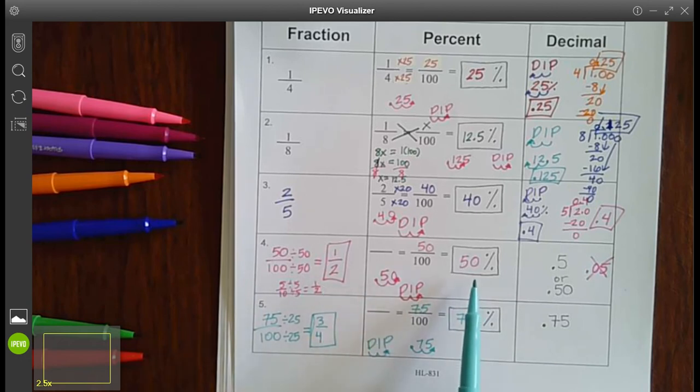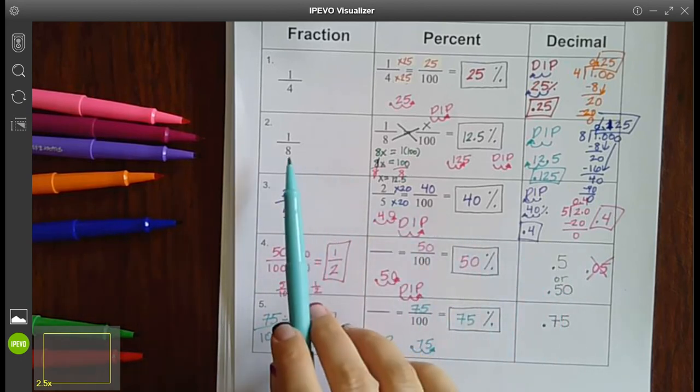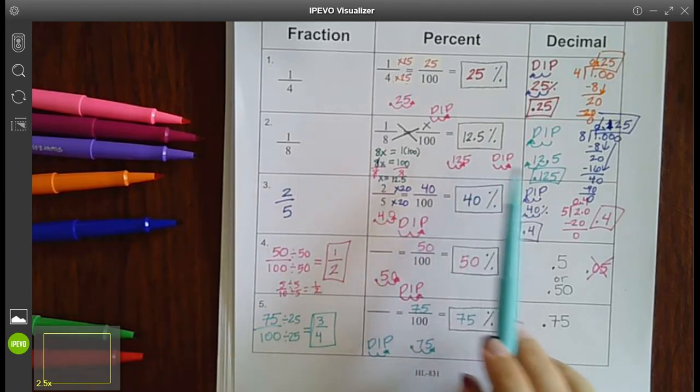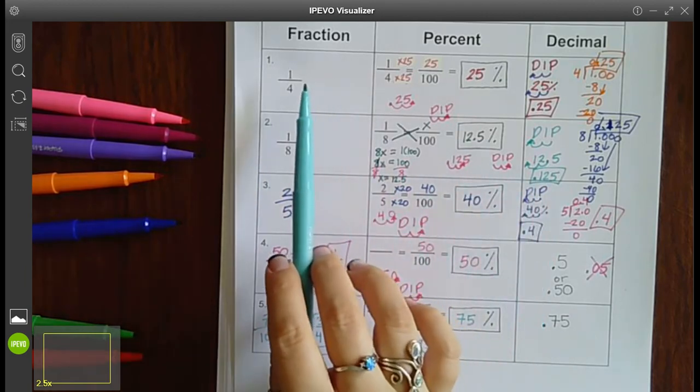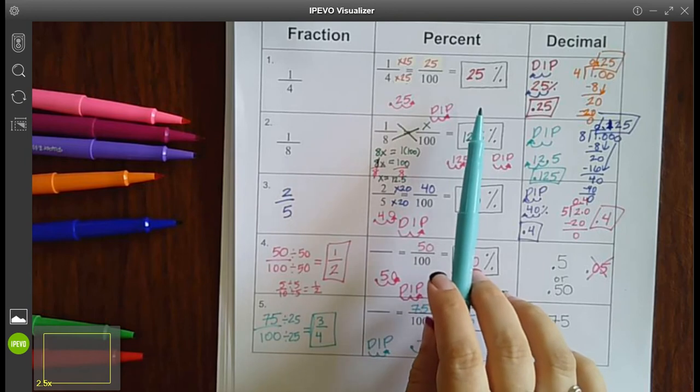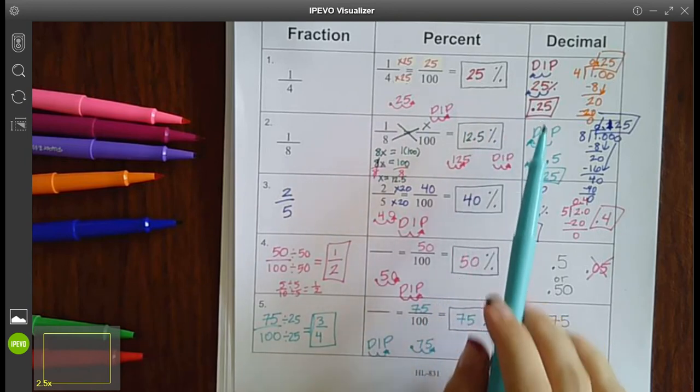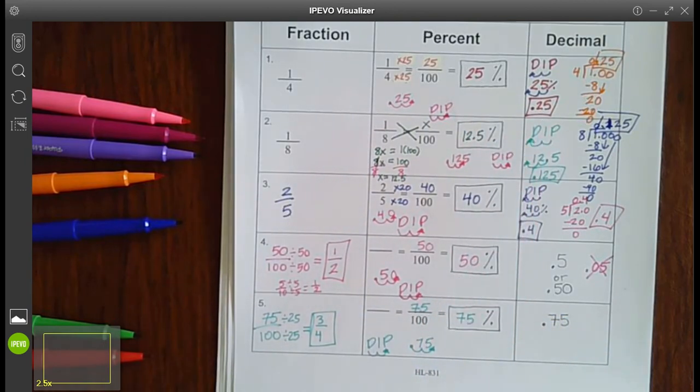1/2 is the same as 50% or 0.5. 2/5 is the same as 40% or 0.4. 1/8 is the same as 12.5% or 0.125. And finally, 1/4 is the same as 25% or 0.25. You are now an expert at going back and forth between all the different forms of fraction, percent, and decimal, no matter how it was given to you. Congratulations.